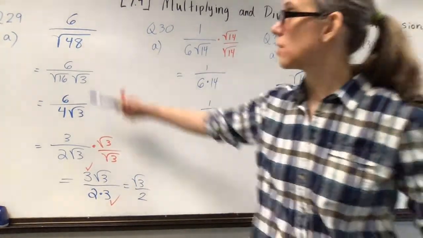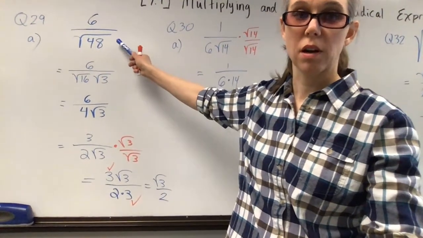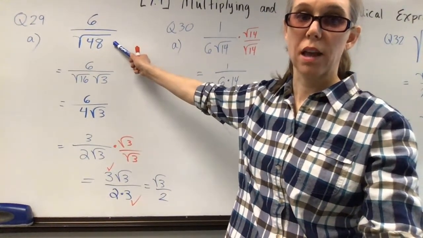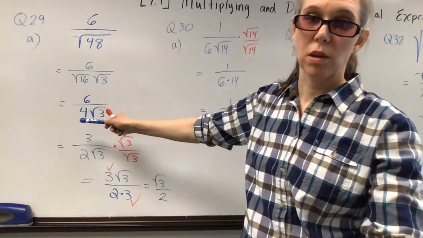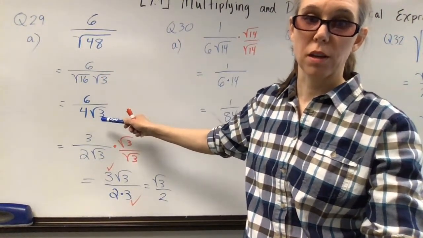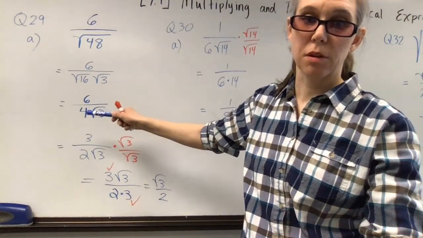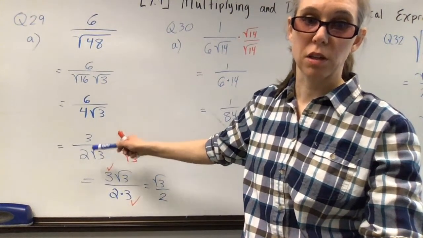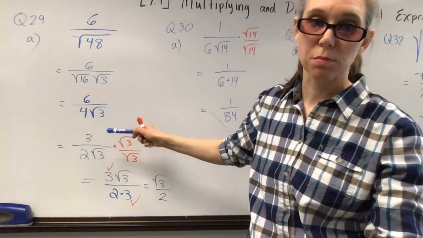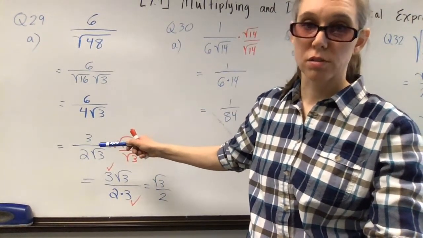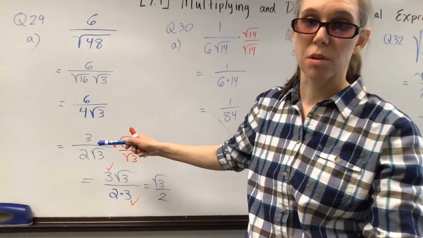So in this case of question number 29, part A, the square root of 48 can be simplified because it's 16 times 3. We end up with 4 root 3. And then 6 divided by 4 further simplifies into 3 over 2. So simplify as much as possible before you start the rationalizing the denominator step.